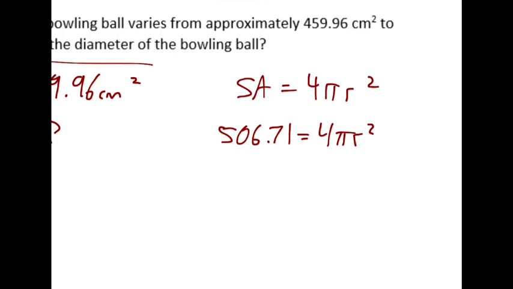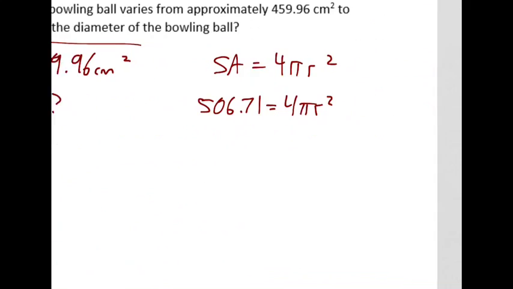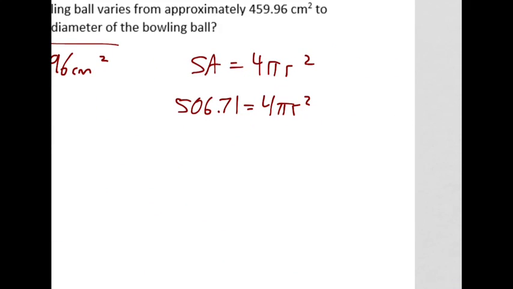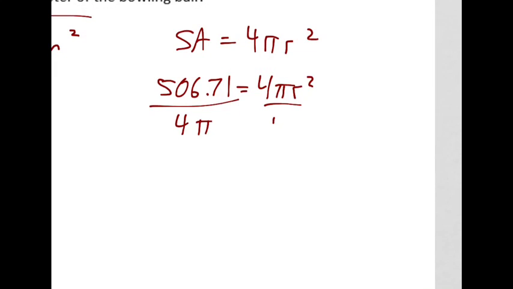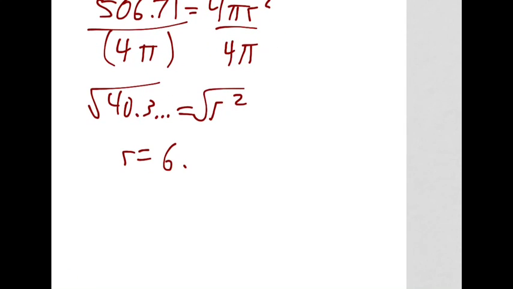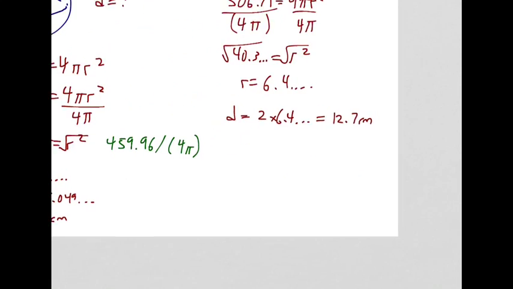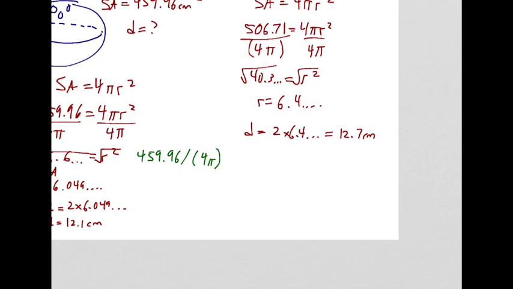Where did you get the 506? That's the surface area of the largest size that the bowling ball can be. Oh. Okay? So see if you can find for me the diameter of that bigger ball. Good, and you made sure that when you divided in your calculator, it was in brackets, right? Yeah. Good. So r squared is approximately 40.3-ish, blah, blah, blah. And then to find r, you square root, so the radius is about 6.4. And then to find the diameter, you double that to get 12.7 centimeters. It's just the diameter, we're not talking about the surface area anymore.